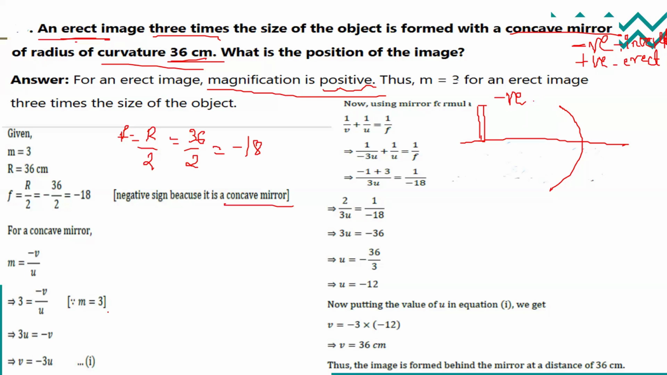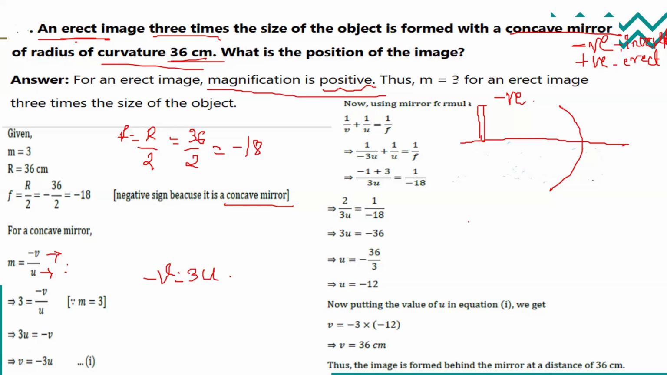For a concave mirror, M, that is magnification, is equal to minus V divided by U. V is the image distance and U is the object distance. So this is the formula, right? The M value we know, that is 3, and minus V divided by U. Now transfer this U to this side, that is minus V is equal to 3U. So V is equal to minus 3U.